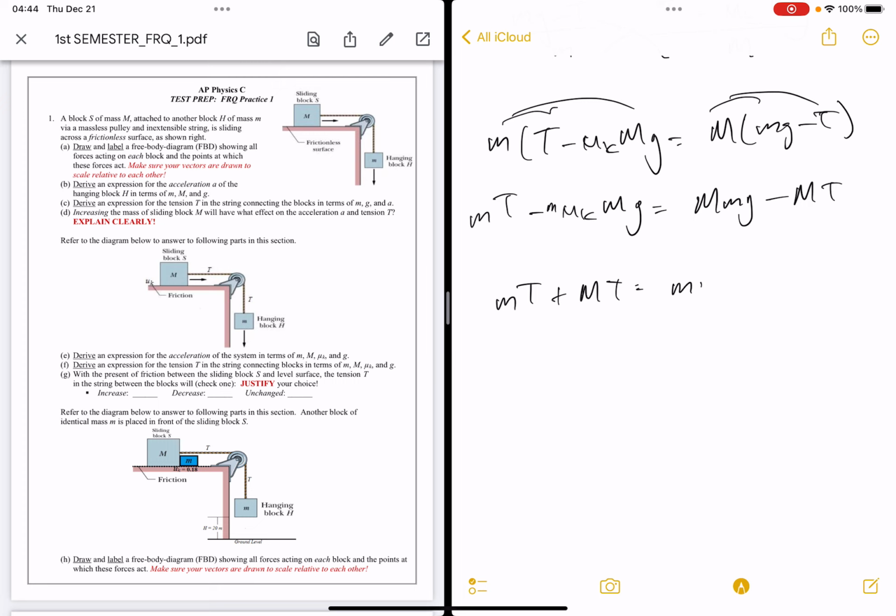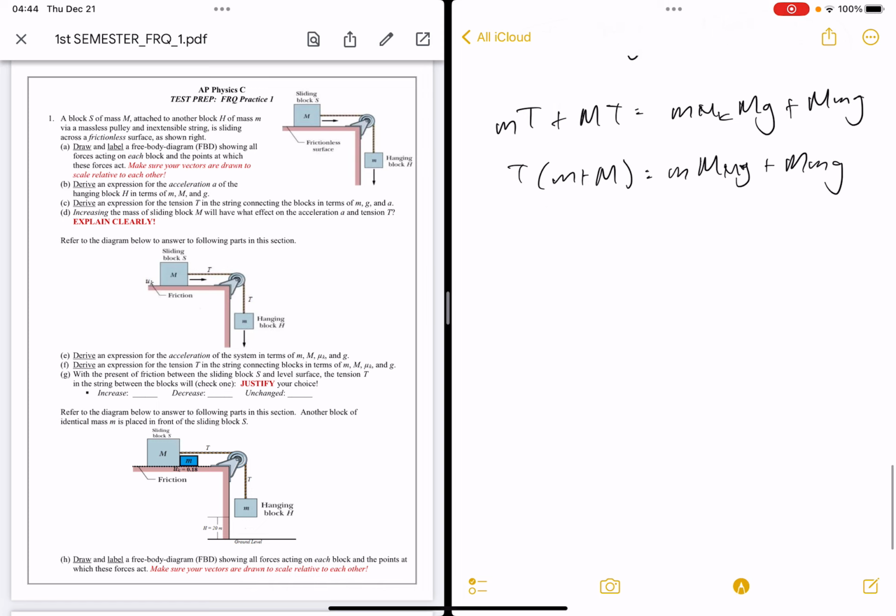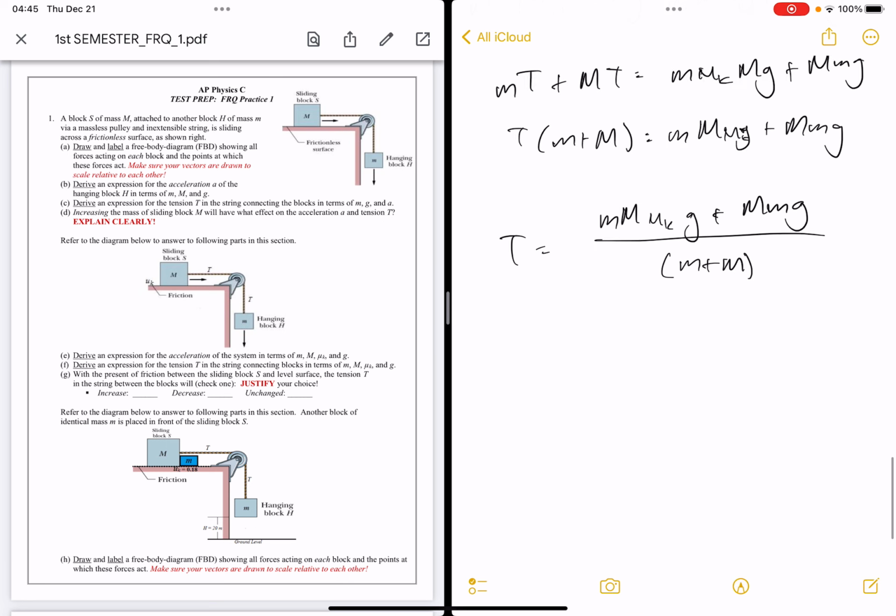So it's m mu k Mg plus big M mg, and now we can factor out the T. So we organize this, and then we finally get T equals (m big M mu k g plus big M mg) over (m plus M). Not bad. Okay, good.